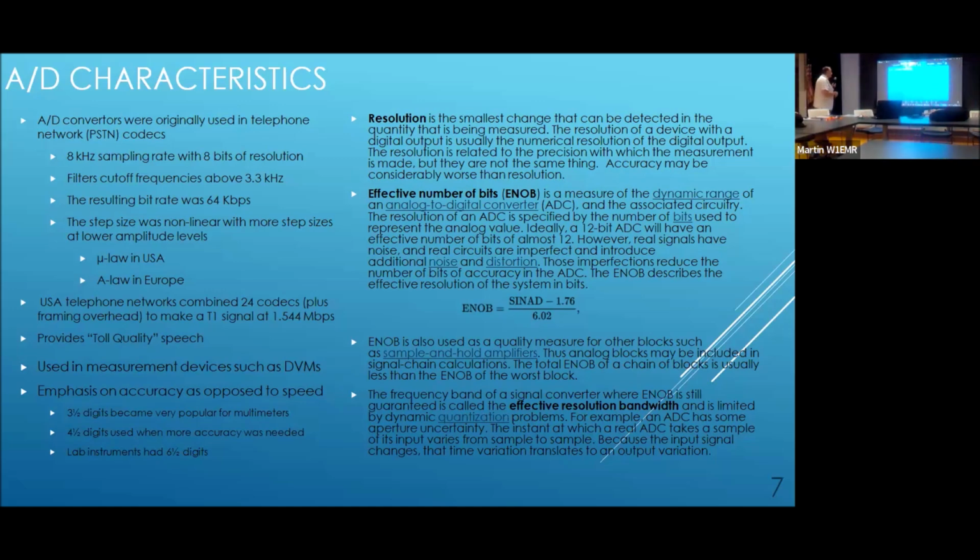Okay. So we have the frequency band of a signal converter where the effective number of bits is still guaranteed. It's called the effective resolution bandwidth, and it's limited by the quantization errors. All right, so we have an aperture uncertainty. An aperture in your A to D converter is when is it actually performing the quantization? Okay, so you're feeding in a clock to sample. Do you sample at the rising edge of that clock? Are you going to make your sample during the time when that clock is steady? Are you going to take your sample measurement when the clock is falling? And I've seen all three of these used, so it depends on your circuit manufacturer.